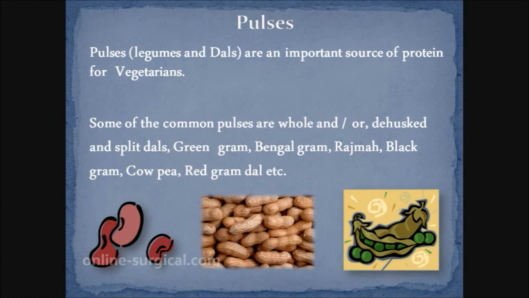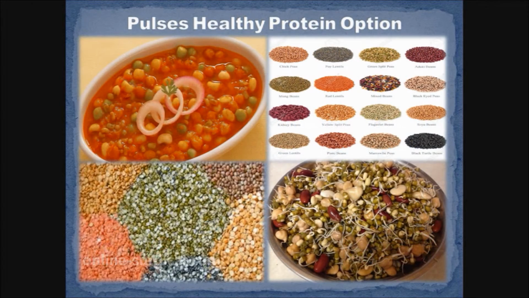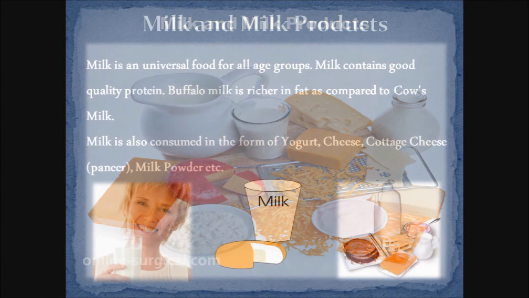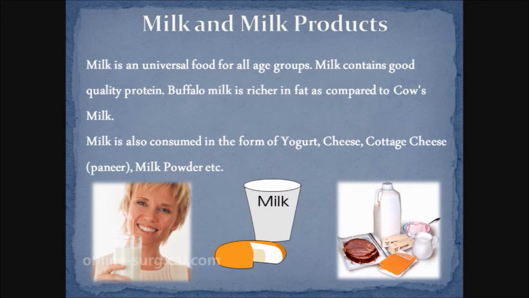Pulses or legumes are an important source of protein for vegetarians, a fantastic substitute for meats. Pulses are high in protein, fiber, and carbohydrates. Beans, peas, and lentils are very tasty, economical, and easy to cook. Milk or milk products are a valuable source of protein and calcium. Unless made with skimmed milk, dairy products are high in saturated fats. Consider low-fat or fat-free alternatives wherever possible.